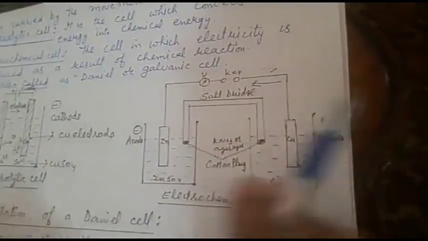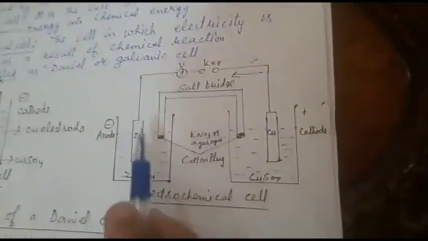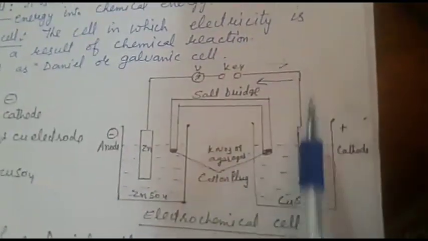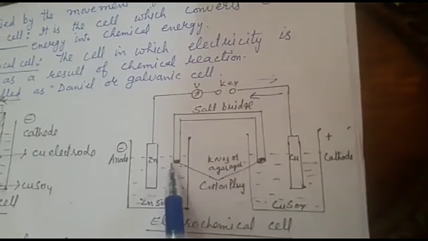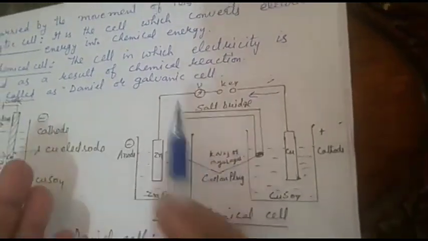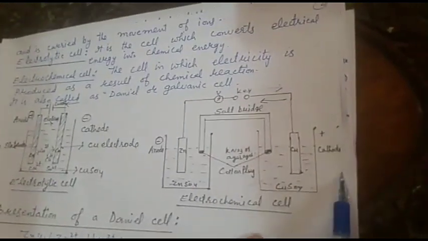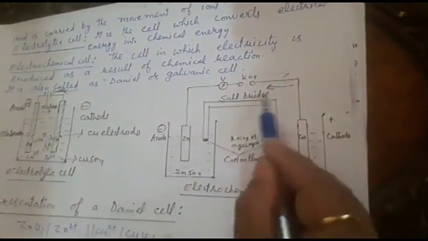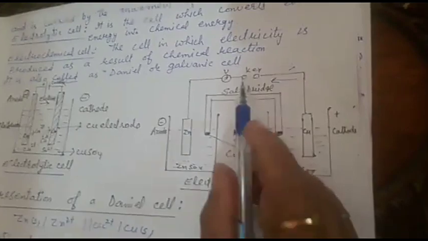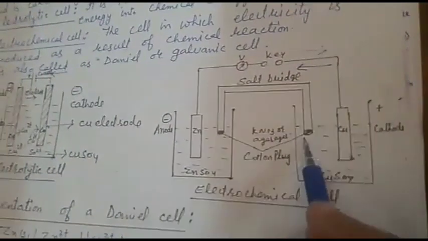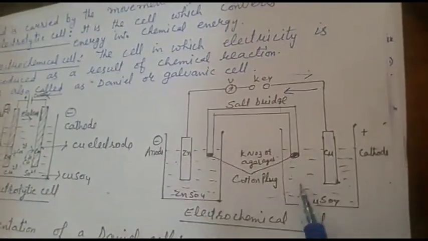Now, in 12th class, we are going to discuss more about the electrochemical cell. In the electrochemical cell, the oxidation half is separated from the reduction half. They are joined by a salt bridge. The salt bridge has KNO3 or agar-agar, plugged with cotton plugs. These are cotton plugs, this is the salt. This is used for the transfer of ions.